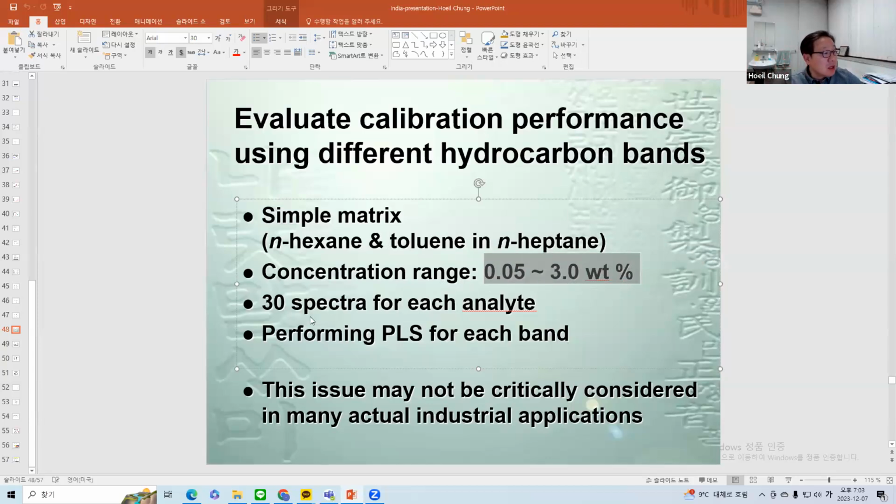Okay, so I collect 30 spectra for each matrix, and I perform the PLS for each band. I think this issue is not critically considered in many actual industry applications.